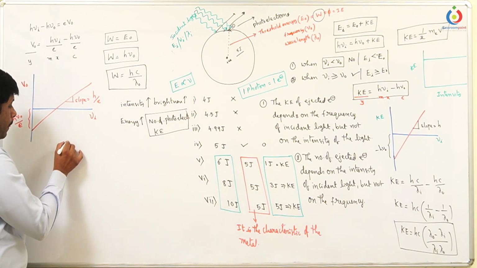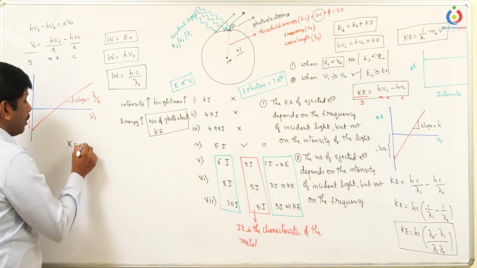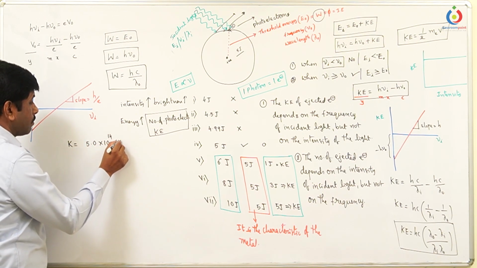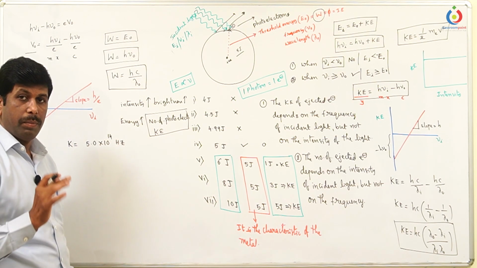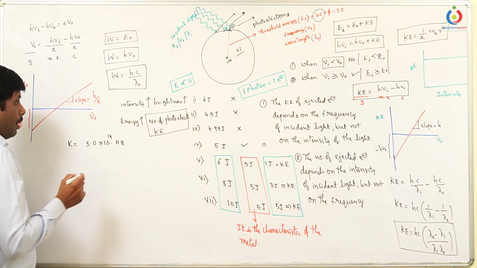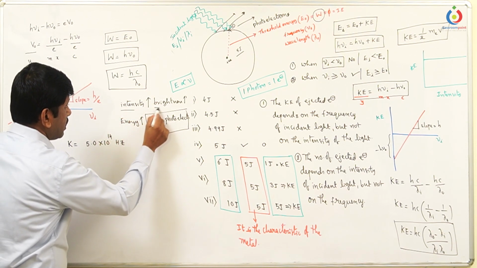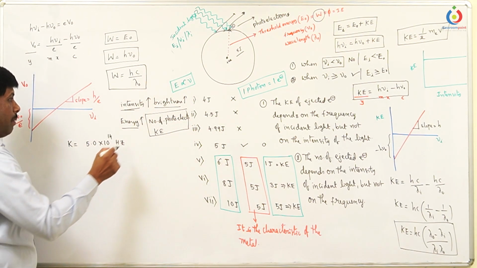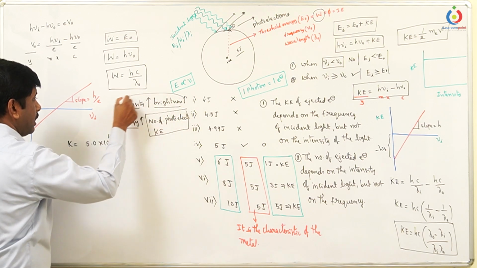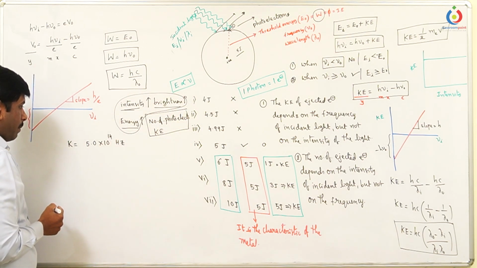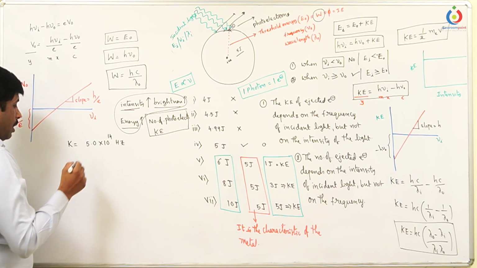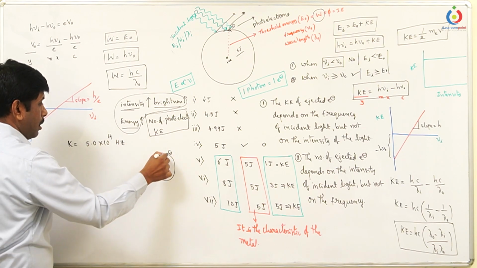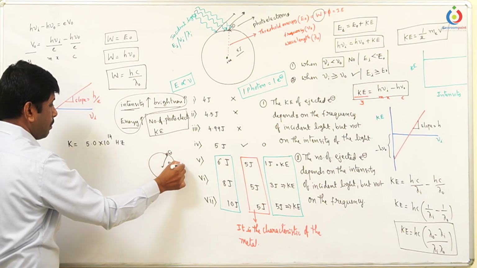Potassium metal: the threshold frequency of the potassium metal is 5.0 into 10 power 14 hertz. According to classical physics, when brightness increases, intensity increases and energy also increases, so the number of photoelectrons and kinetic energy also increase, because intensity, brightness and energy are correlated. They are directly proportional to one another. Now they used the potassium metal, whose threshold frequency is 5.0 into 10 power 14 hertz.